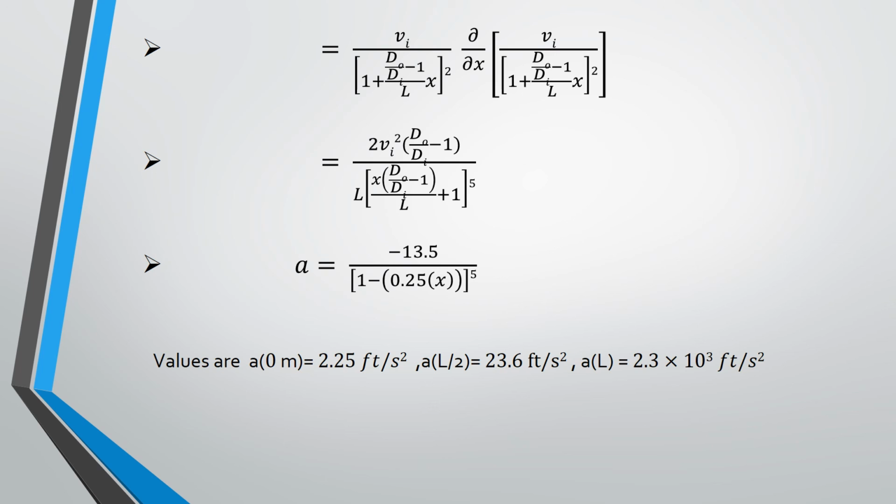Now for the values of a, at 0 feet we get 2.25 feet per second square, at L by 2 feet we get 23.6 feet per second square and at L feet we get 2.3 into 10 cube feet per second square.